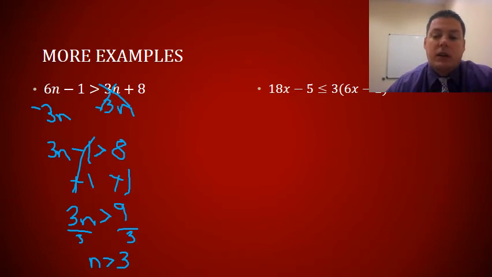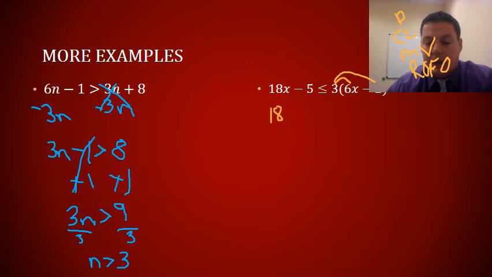We then have this problem over here. So remember, we distribute first, we combine like terms second, we move the variables third, and then we do reverse order of operations last. So we have 18x minus 5 is less than or equal to 3 times the quantity 6x minus 2. So let's do the distribution first. Distribution says I have to multiply 3 by each term in the parentheses. I have 18x minus 5 is less than or equal to 18x. 3 times negative 2 gives me negative 6.